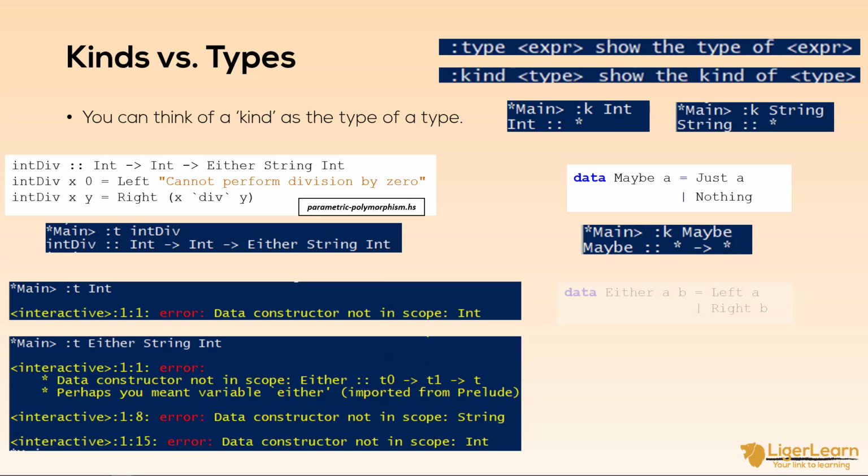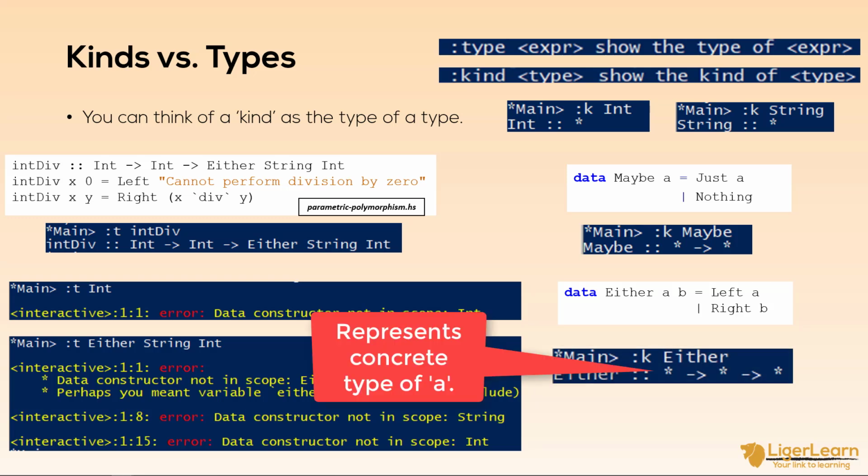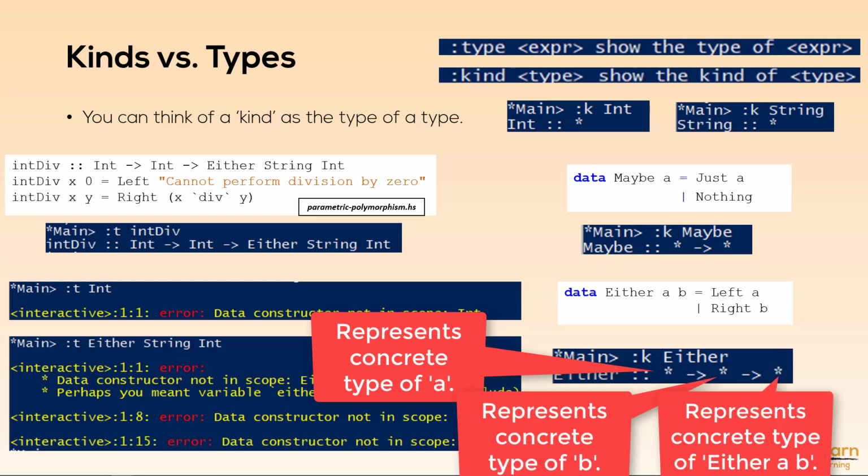Finally, let's look at the Either type. As a reminder, here is the definition of the Either type. It takes two type parameters, which it calls a and b. Can you guess what the kind of the Either type is? Well, since it takes two type parameters, its kind is star, arrow star, arrow star. The first star represents the a type parameter, the second star represents the b type parameter, and the final star represents the concrete type which is returned.